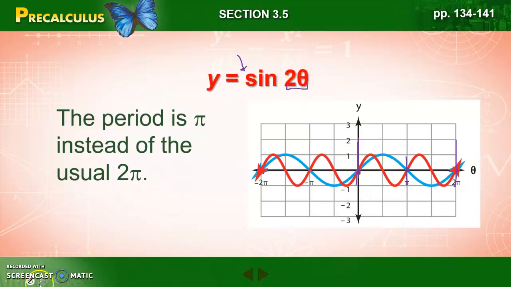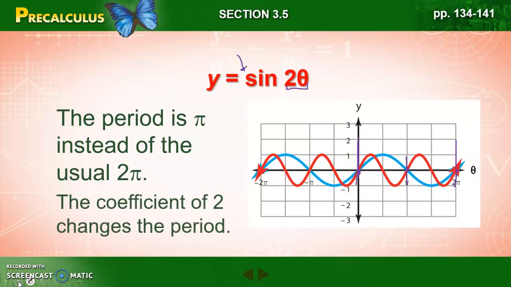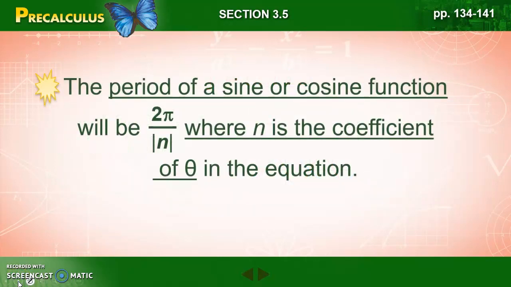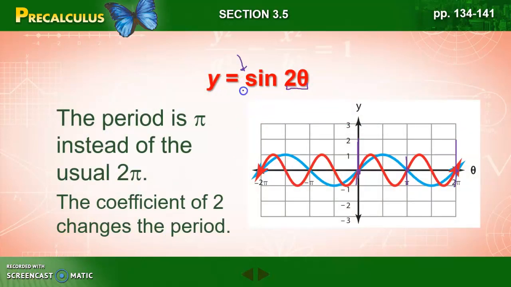So putting that 2 in front of the theta affected our period. The coefficient of 2 changes the period, and here's our definition for that. The period of a sine or cosine function will be 2 pi, which is what we learned in 3.4 with periodic functions, divided by the absolute value of n, where n is the coefficient of theta in the equation. So we know here that the period of our sine and cosine function is 2 pi.